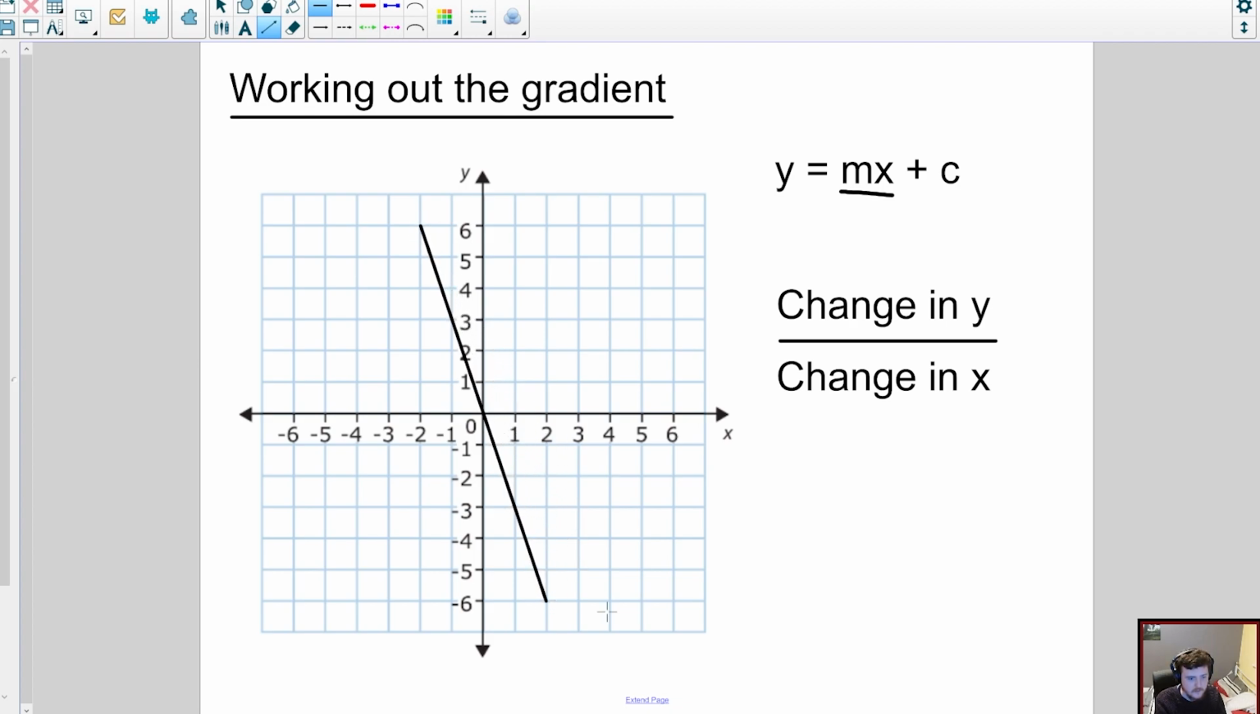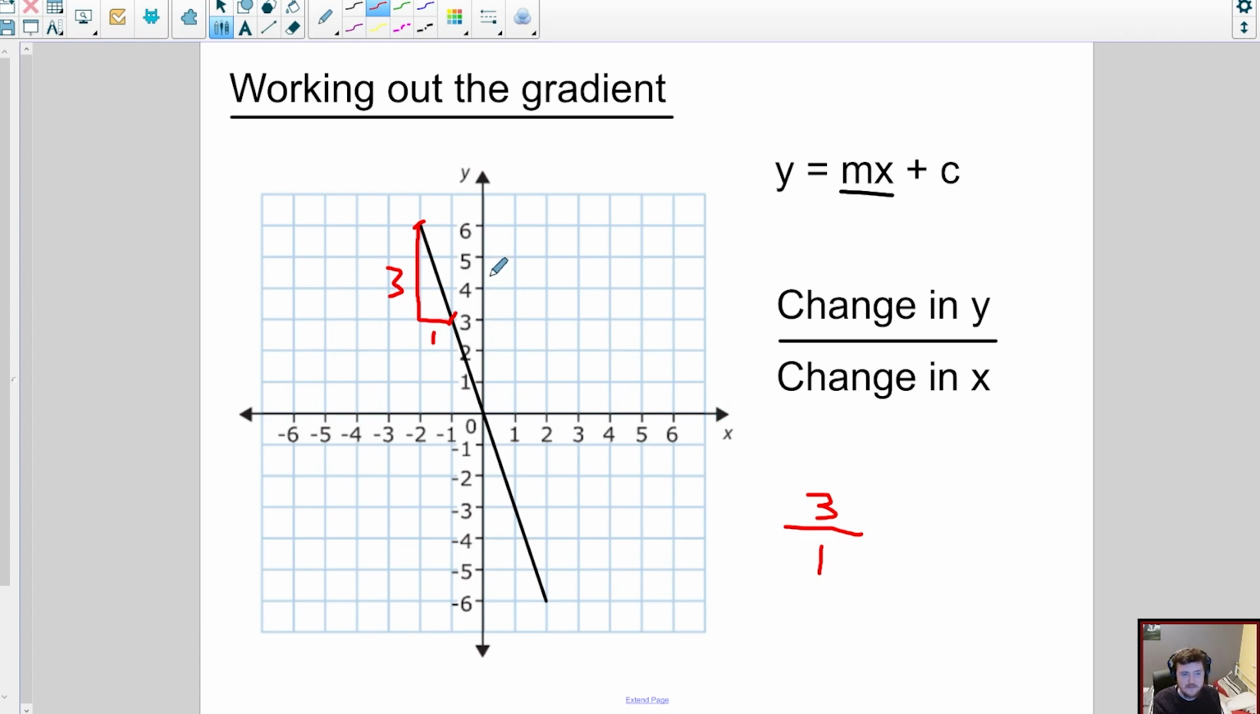Like this. This is my line now. So again, I'm going to pick 2 points. I'm going to pick this point here, and the next time it crosses over the grid lines is here. So my change is going to be 3 and 1. So my change in y is 3, and my change in x is 1. So you would think the gradient would be 3.